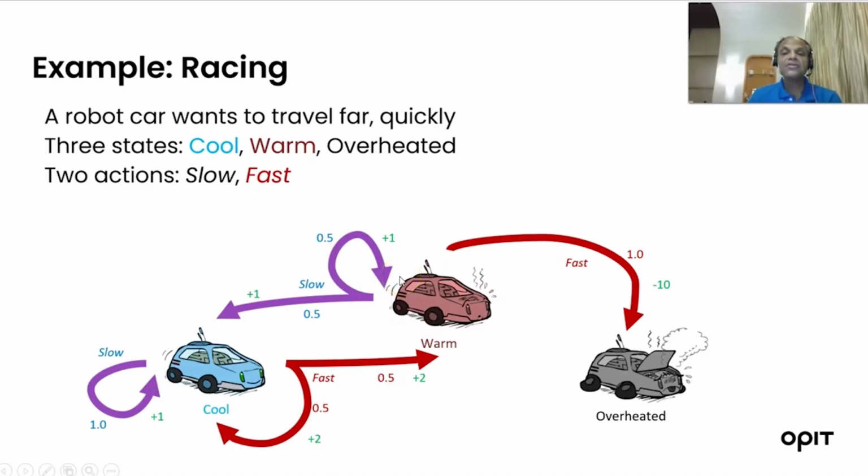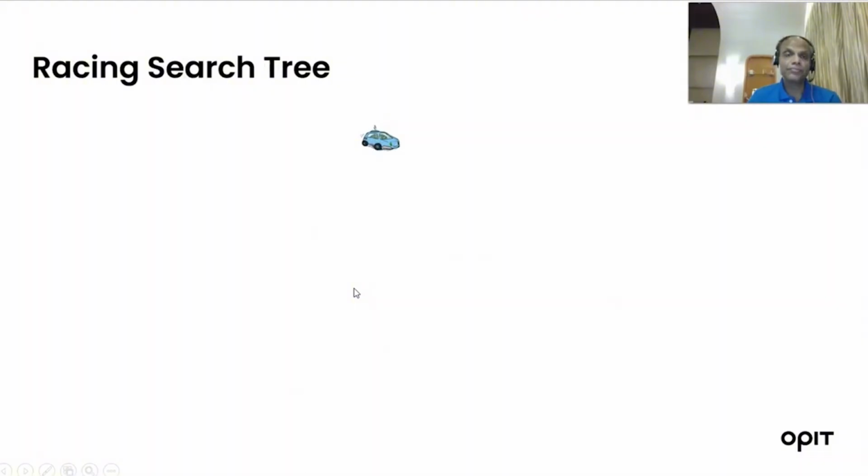Okay, let's first try to draw this. There's also a reward function, and one thing about the reward function is that if it goes fast, it gets double the reward, which signifies that it's getting to the goal faster. As I said, let's try to draw this as a search tree. Initially, we suppose that the car is in the cool state. At the cool state, it can go either fast or slow, shown by the purple action and the red action.